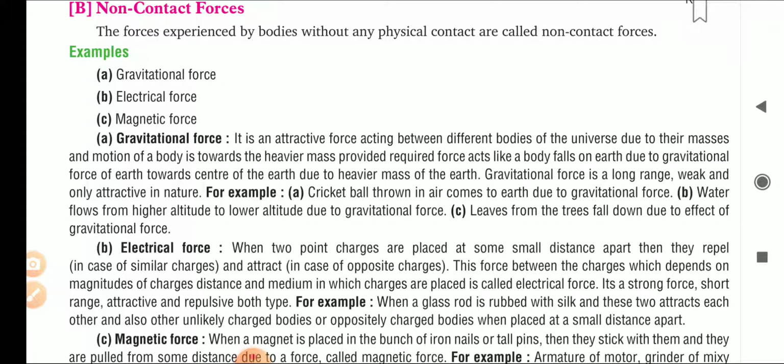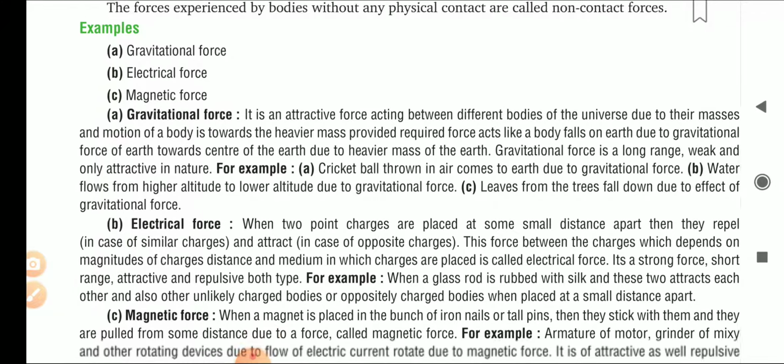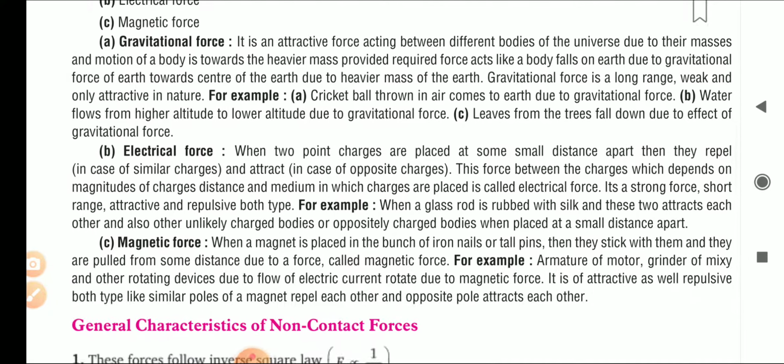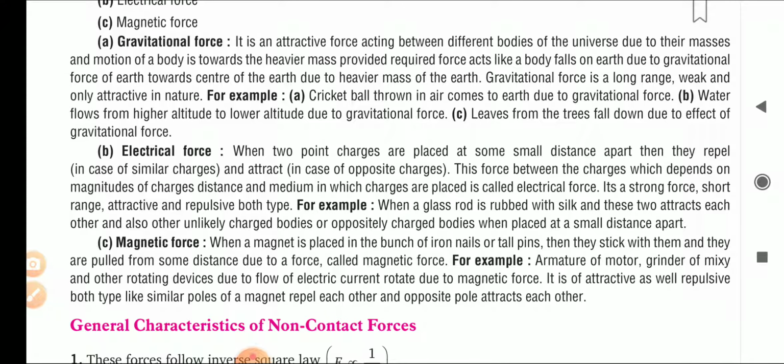Electrical force, I have told you that a charge creates an electric field all around it. Due to that electric field, an electrical force is generated all around it. Magnetic force, that also we have discussed. If you keep an iron piece near a magnet, it will get attracted without any physical contact. Why? Because, like the electric field, a magnet also creates a magnetic field all around it. Okay, so gravitational force, electrical force, magnetic force.